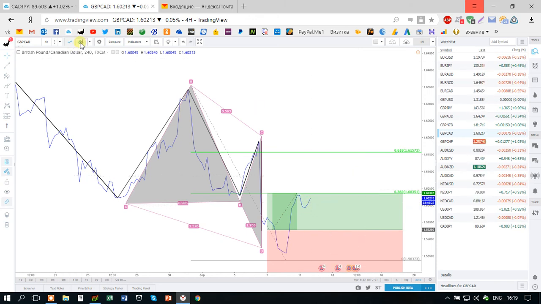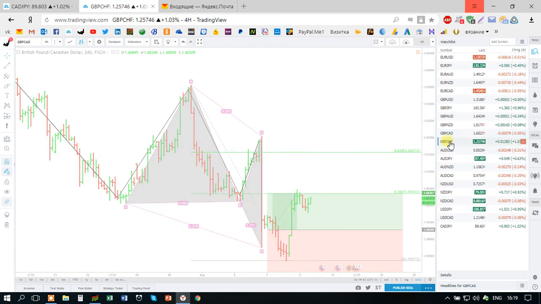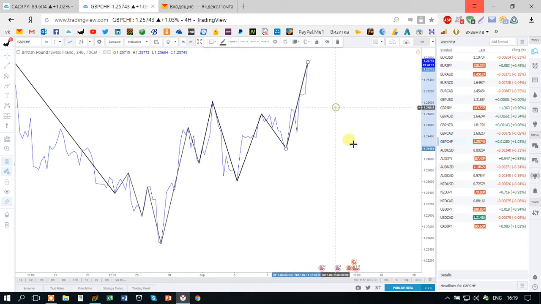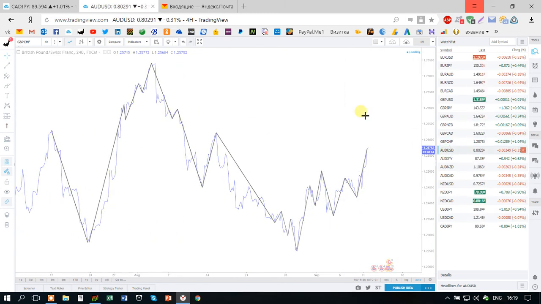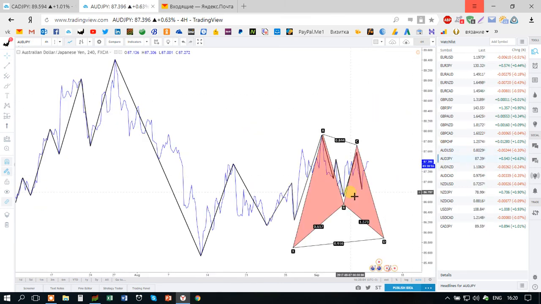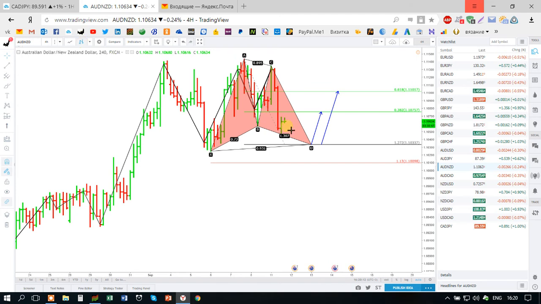Okay, pound Canadian, moving towards the second target, maybe reversing to hit the second target. Extending pound yen. No, nothing here. Aussie dollar didn't violate this yet. Aussie yen, this pattern is still valid. Aussie New Zealand, this pattern is still valid. I posted that recently. It didn't trigger yet.